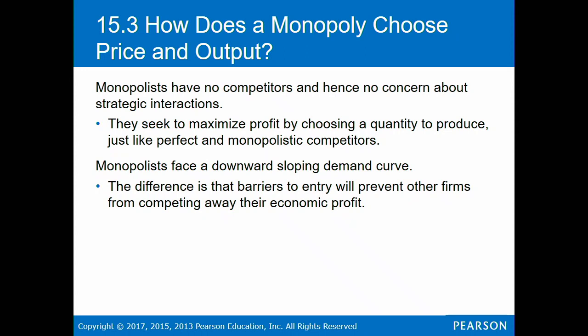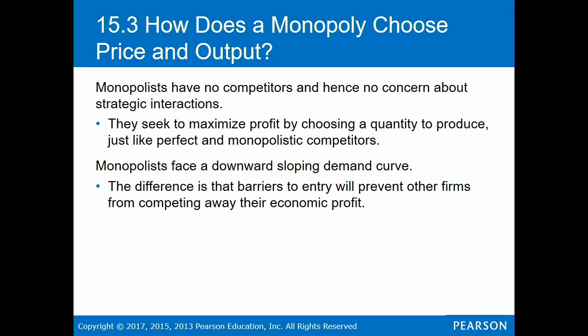So we'll look at how monopolists choose price and output, and I guess we'll end here because we're running out of time today. I do want to get to the review. Because monopolists have no competitors, again, this is the exact opposite of perfect competition, they're not concerned about interactions with other firms. There's no other firms for them to be concerned about because there's no one else producing this good or service. So they're just going to try to maximize their own profit by choosing what quantity to produce, just like perfect competition.